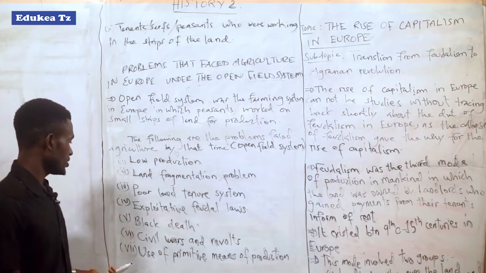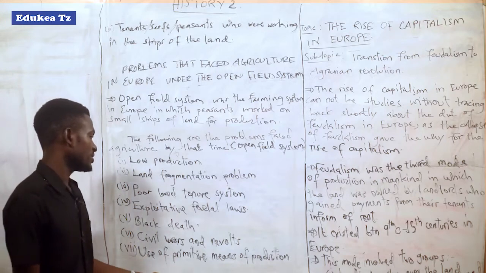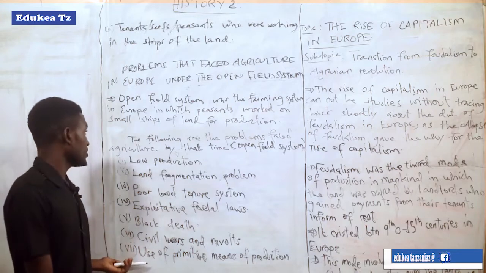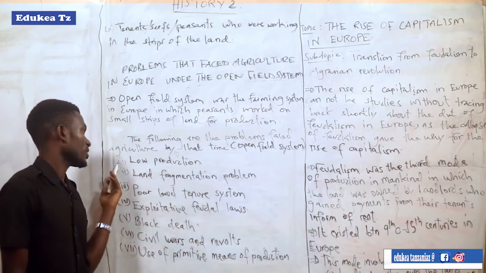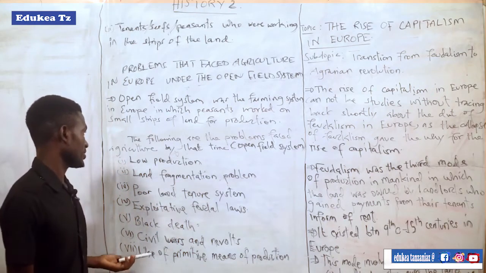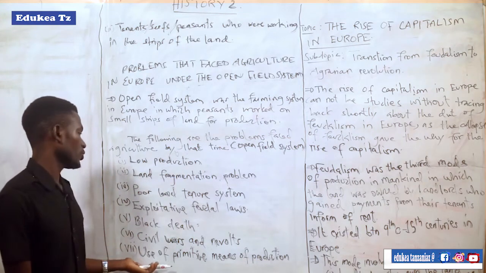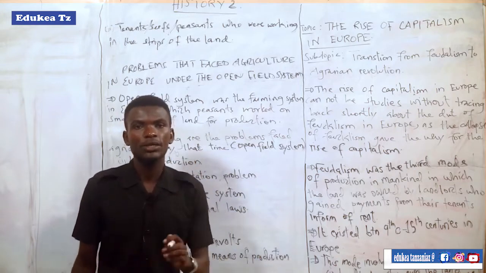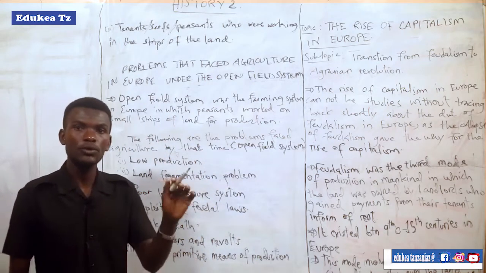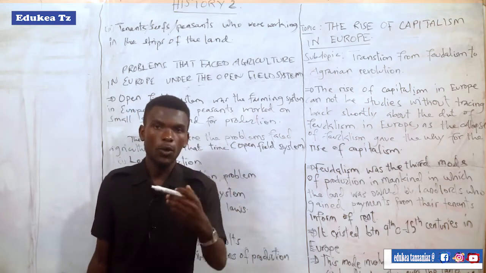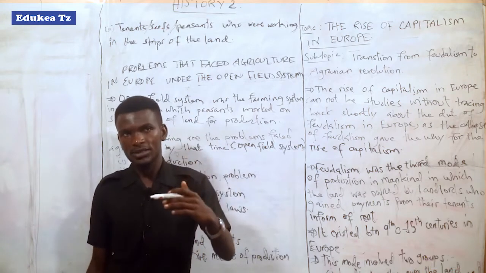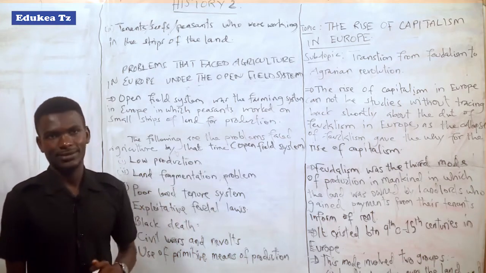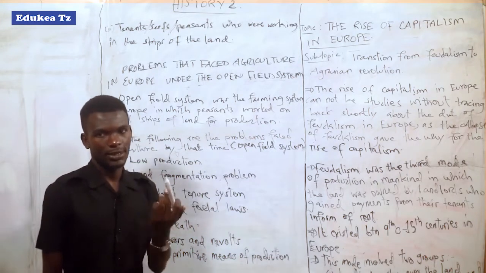And the last one is the use of primitive means of production. This point looks like the first point, but it is different. That one is low production, and this is the use of primitive means of production. Here we look at the tools which were used in production. I mean, they used traditional or primitive tools in production that could give low products or agricultural products by that time.